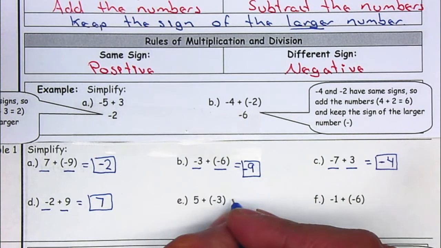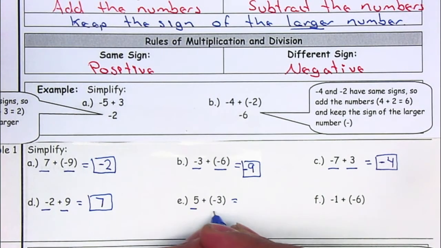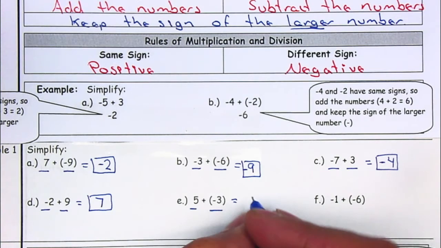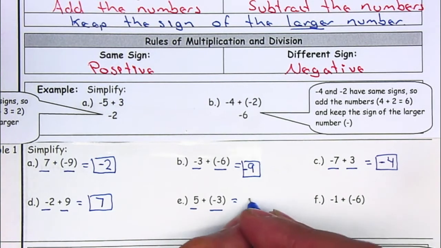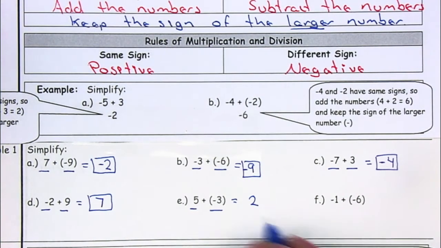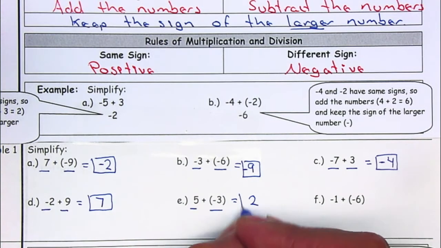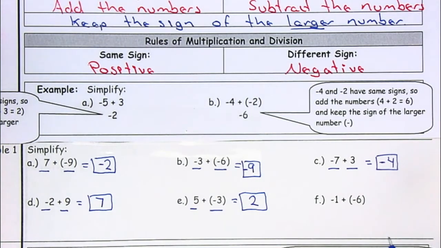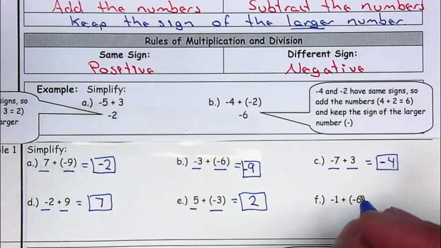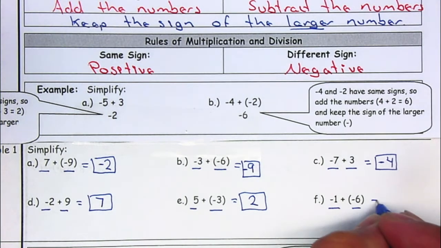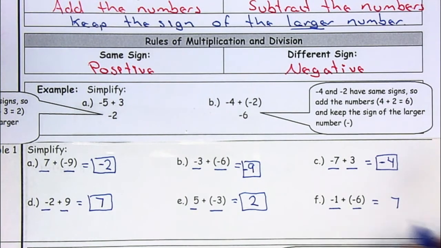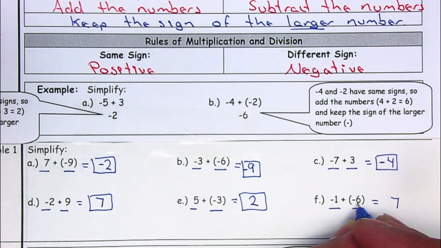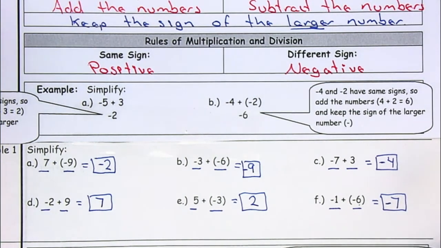Letter E, this is a positive, this is a negative. So they have different signs. We are going to subtract. That'll give us a 2. And we're going to keep the sign of the bigger number, which is the 5. We're going to keep it as a positive. Letter F, same sign. We are going to be adding. And we're going to keep the sign of the bigger number. The 6 is bigger, so we're going to keep the negative in my answer.